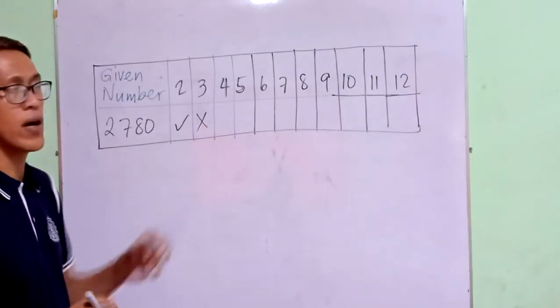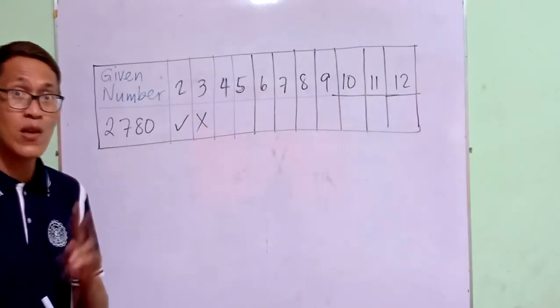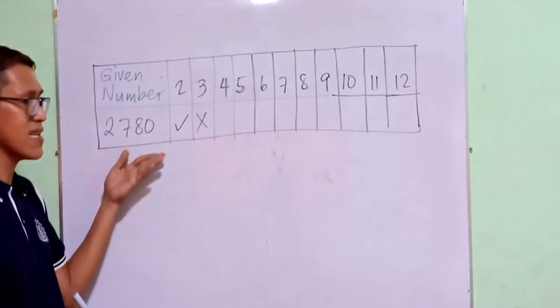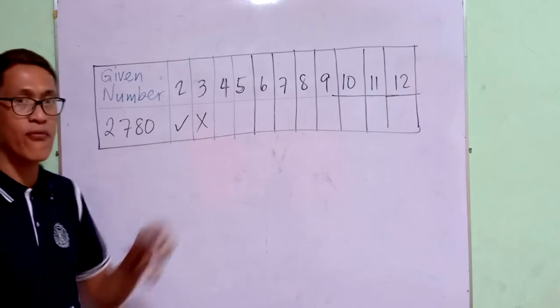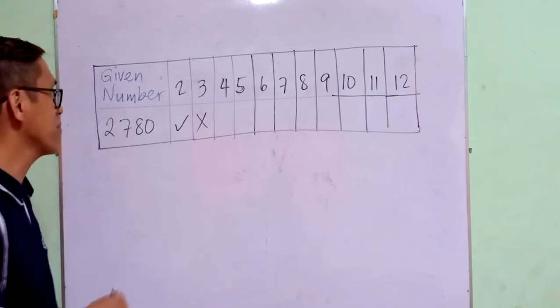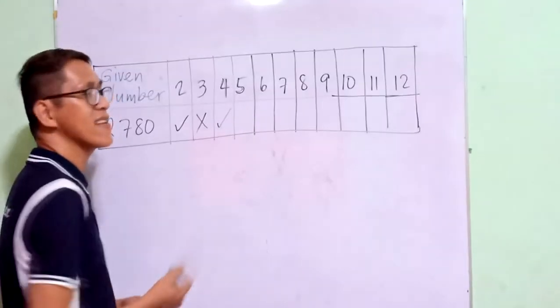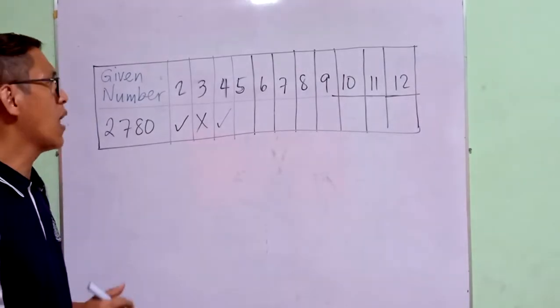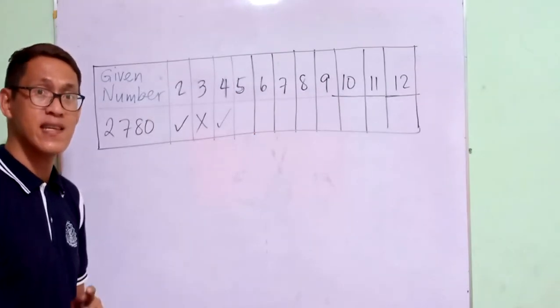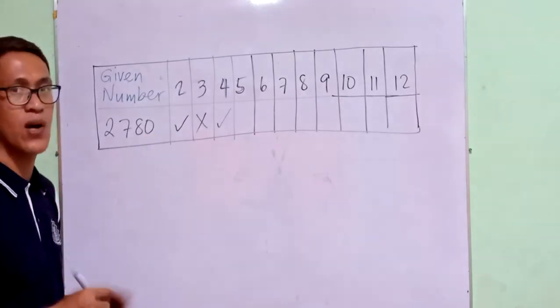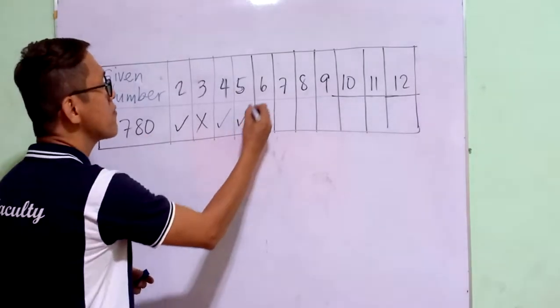What about 4? What's the rule for 4? We look at the last two digits. What's the last two digits here? 80. Can you divide 80 by 4? Yes. There's no remainder, right? So we'll put a check. What about for 5? What's the rule for 5 again? If the number ends in 0, it's divisible by 5.